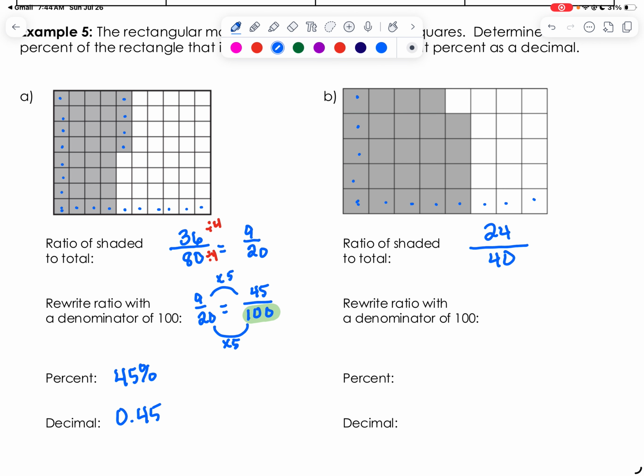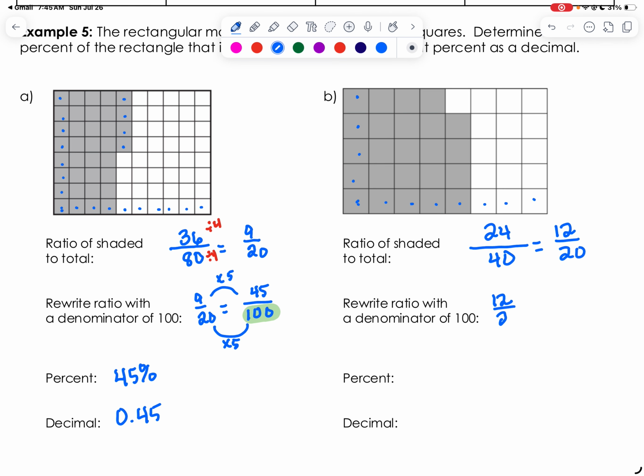Now again, 40 will not go into 100 evenly. So let's try to reduce this. Let's take half of each of these numbers. That would give us 12 out of 20. Now look at it again. Will this denominator scale to 100? Yes. So let's do that.